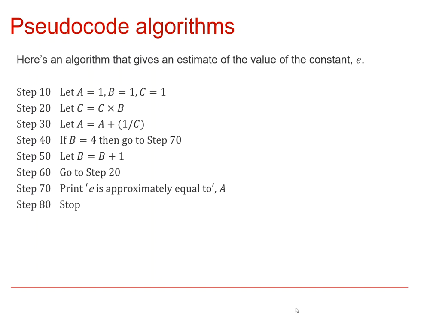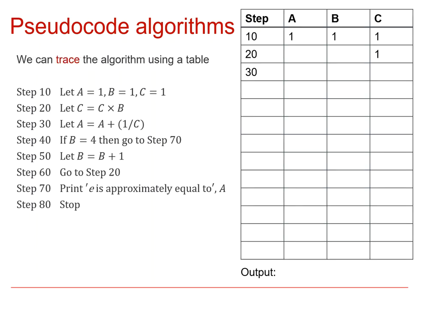Now later on we're going to ask a few more questions about this particular algorithm, but before we go any further, it's probably worth actually tracing this algorithm and seeing what it actually does. Now to help us trace this algorithm, we're going to use a table. And what you can see in the table is that we've got a whole load of lines, and each line we can write down the number of the step that's being carried out.